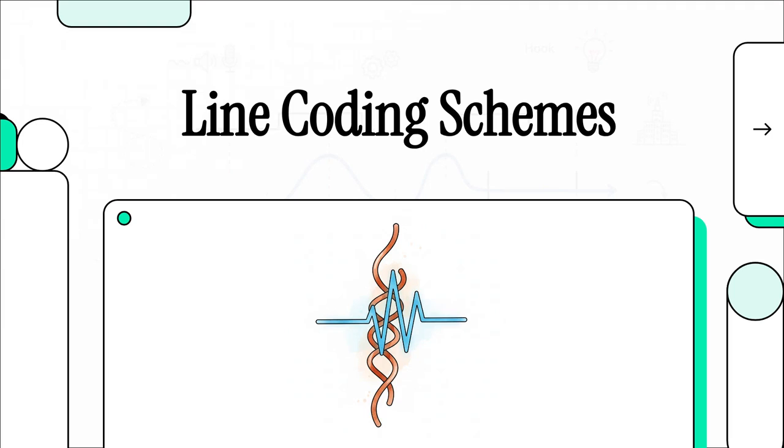Today, we're talking about line coding schemes: NRZ, RZ, Manchester, and Differential Manchester. We are diving straight into the absolute physical foundation of the internet, the very bottom of the OSI model. By the end of this, you're going to know exactly how raw data physically travels across a wire.